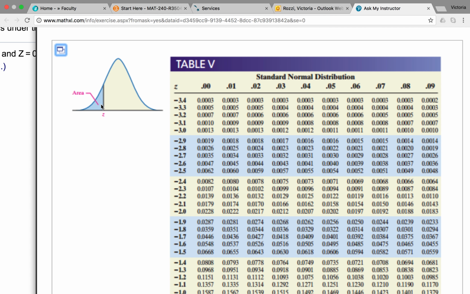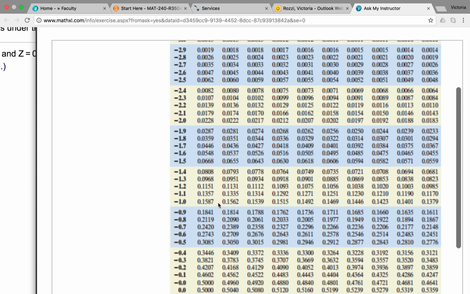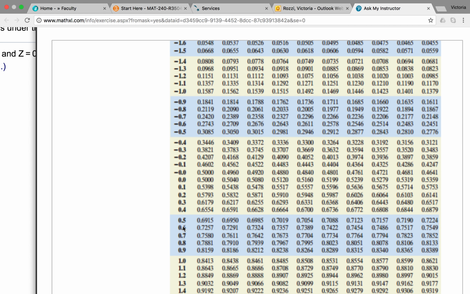Now we're going to look for the area to the left of 0.69. That was the positive value because we want between these two values. So we're going to go down here to the positive values, and we see 0.6. So this is always going to give us the tenths place. And then we're going to go all the way over to get this hundredths place, and this gets us 0.69. So the area to the left of 0.69 is 0.7549.